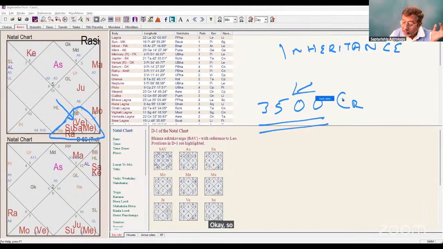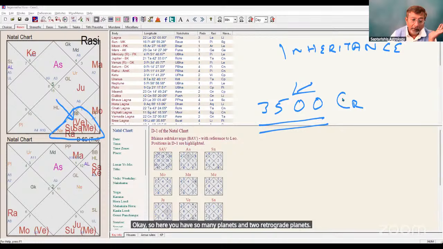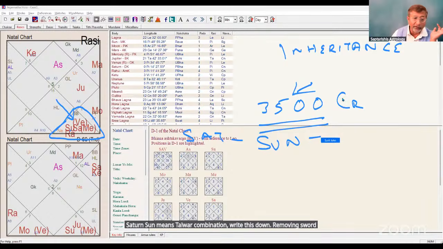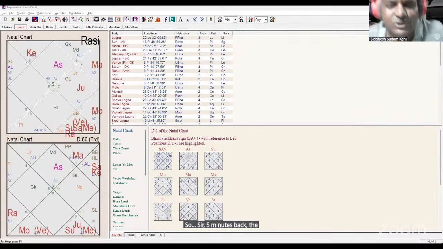Okay. So here you have so many planets and 2 retrograde planets. And what is the worst part? One is Saturn Sun. Saturn Sun means talwar combination. Write this down: removing sword at every instant. So his spouse or in-laws will remove sword at every instance. This is case number 3. Is that true, Siddhesh? So the sword was just taken out 5 minutes ago, sir. Sorry, come again, in English. Sir, 5 minutes back, the sword was just about to get removed.